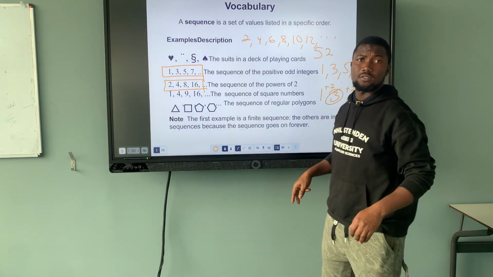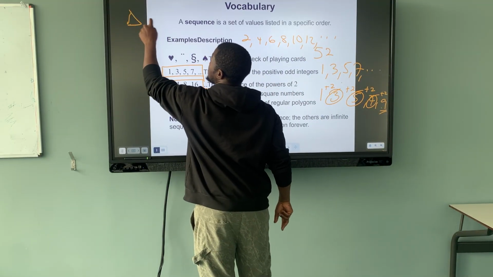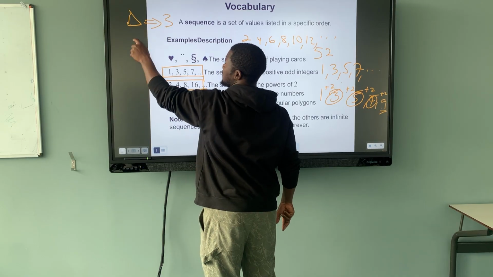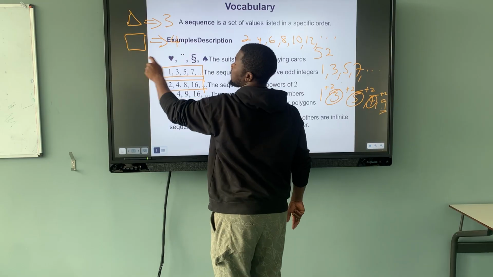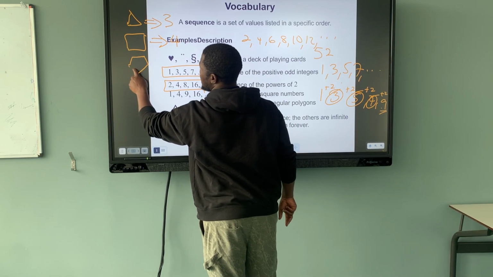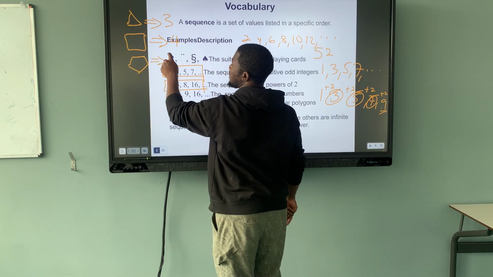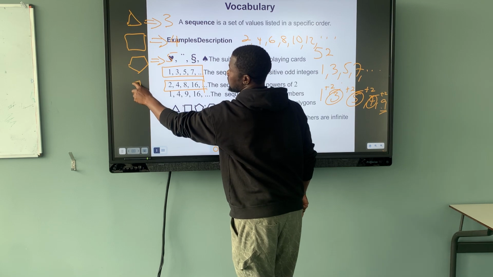You have the polygons. Now, the first polygon you have is a triangle. A triangle is 3 sides. The next one you have is a quadrilateral. A quadrilateral is 4 sides. The next one you see in the diagram is a pentagon. A pentagon is 5 sides. Next you have a hexagon, which is 6 sides.